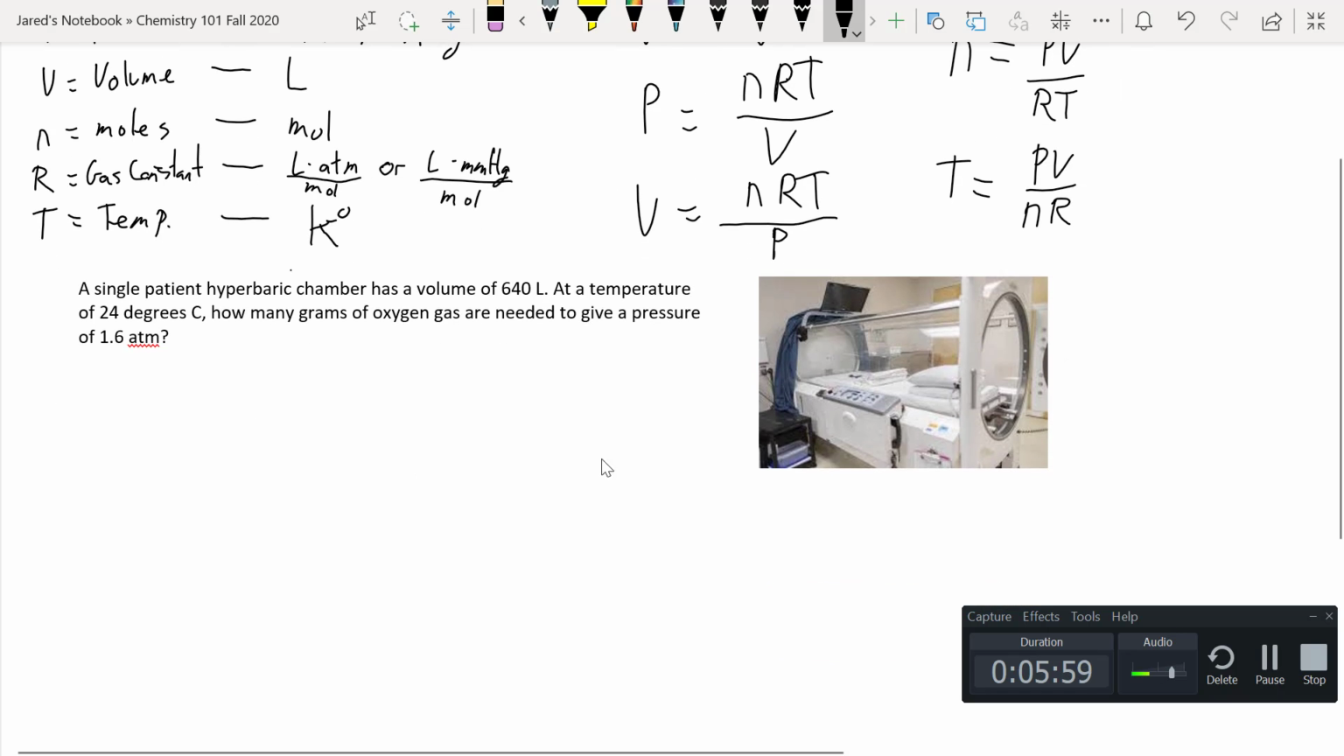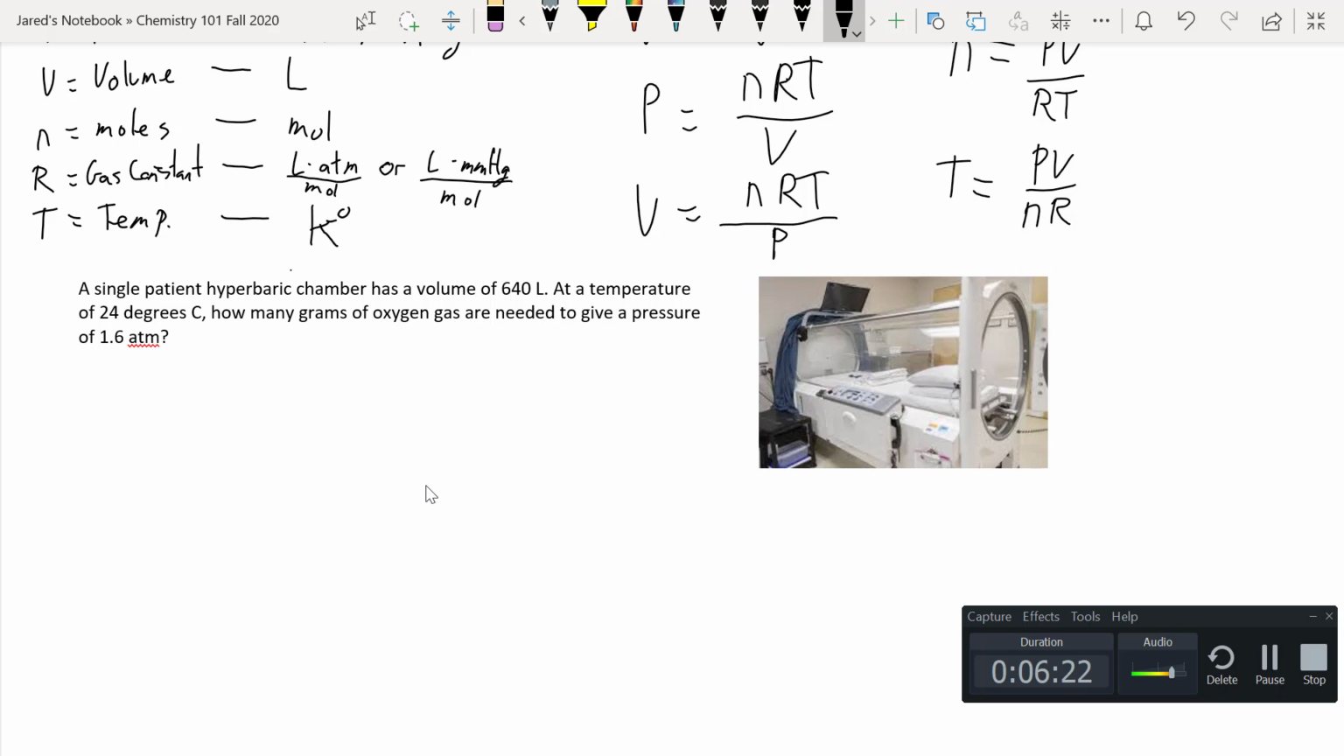This question here deals with a hyperbaric chamber. It says a single patient hyperbaric chamber has a volume of 640 liters. At a temperature of 24 degrees Celsius, how many grams of oxygen gas are needed to give a pressure of 1.6 atm? So how would we go about solving this?